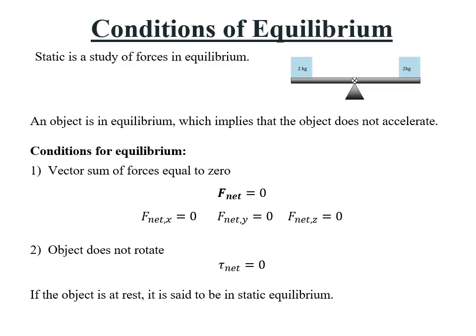If the object is at rest, it is said to be in static equilibrium. These are the two conditions, which really end up being three conditions, because most of the problems you'll see only go into x and y, and then you have the net torque equal to 0. So it ends up being three conditions that need to be satisfied if the object is at rest.